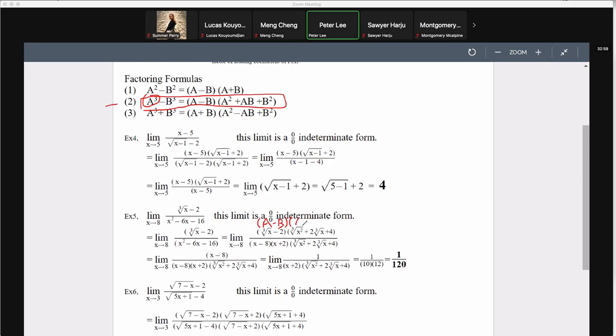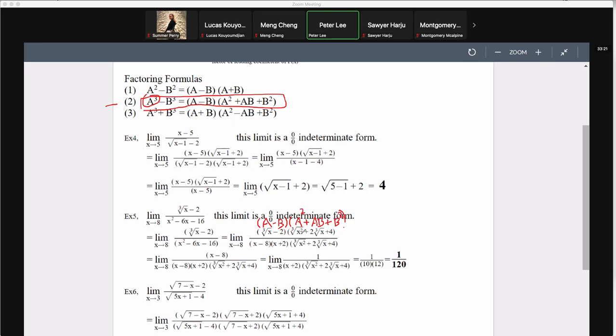That will be a squared, and then plus ab, and then plus b squared. So first is to understand why that cube root conjugate looks like that. And our a in this case is what? In our case, a is equal to the cube root of x, and b is 2.